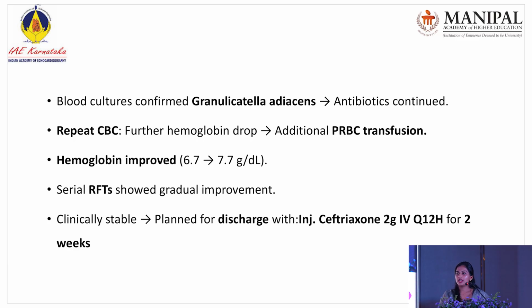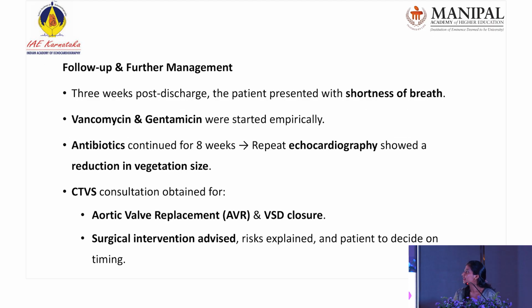Clinically she was stable and planned for discharge with injection ceftriaxone 2 grams intravenously every 12 hours for 2 weeks. Three weeks post-discharge, she again presented with shortness of breath. Vancomycin and gentamicin were started empirically and antibiotics were continued for 8 weeks. Repeat echocardiography showed reduction in the vegetation size. CTVS consultation was taken, and aortic valve replacement and VSD closure were advised, and surgical intervention was discussed with the patient.